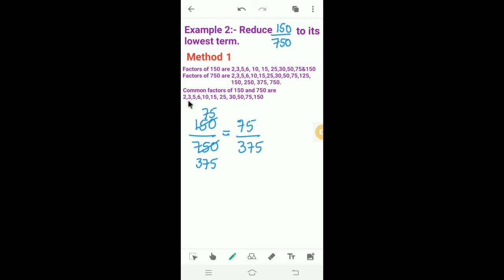Next, we have to take common factor 3. 3 25s are 75. 3 125s are 375, is equal to 25 divided by 125. Next we have to take common factor 5. 5 5s are 25. 5 25s are 125, is equal to 5 by 25.